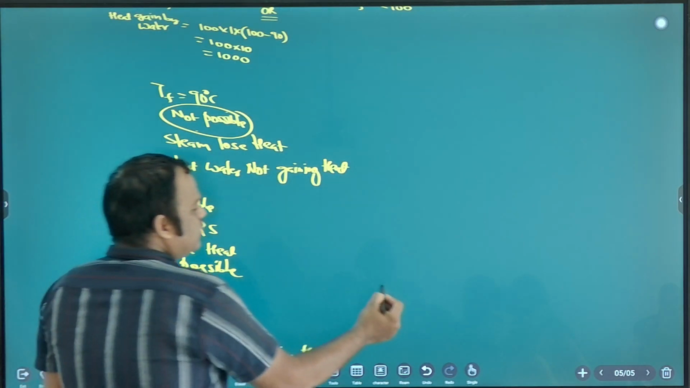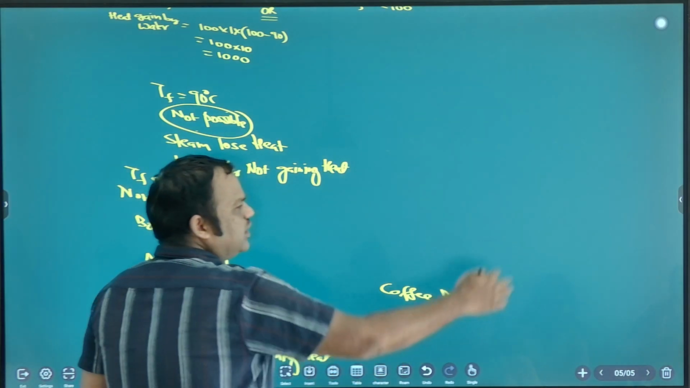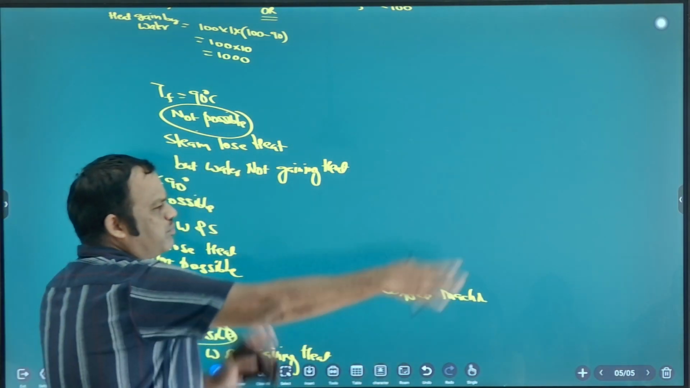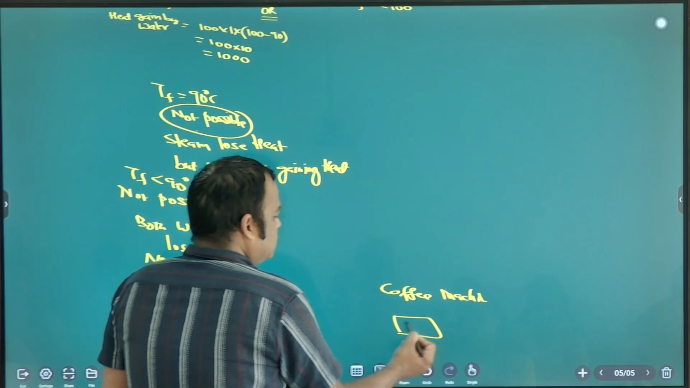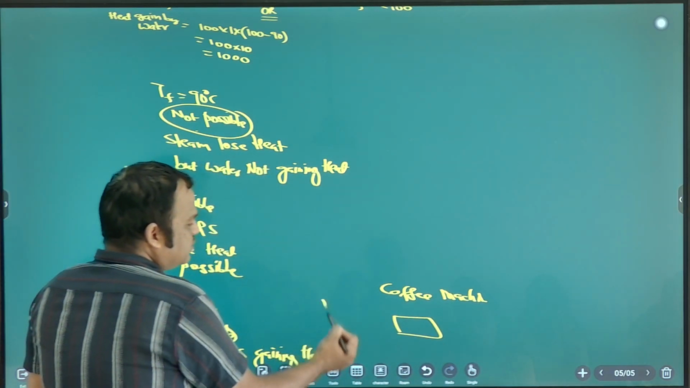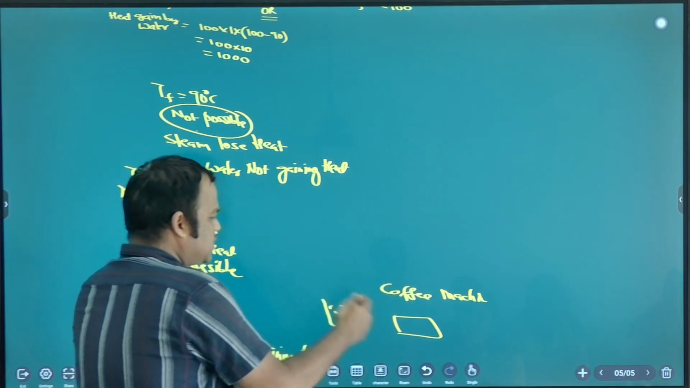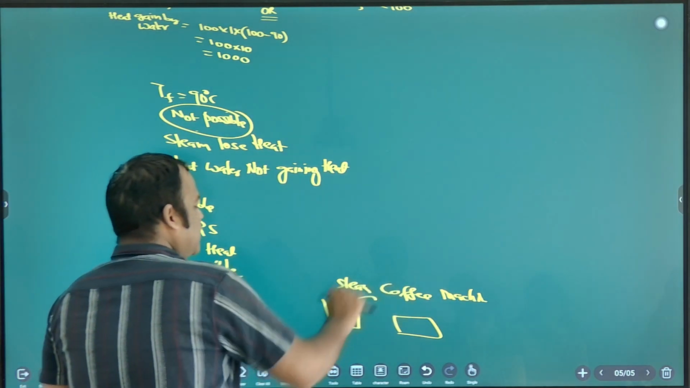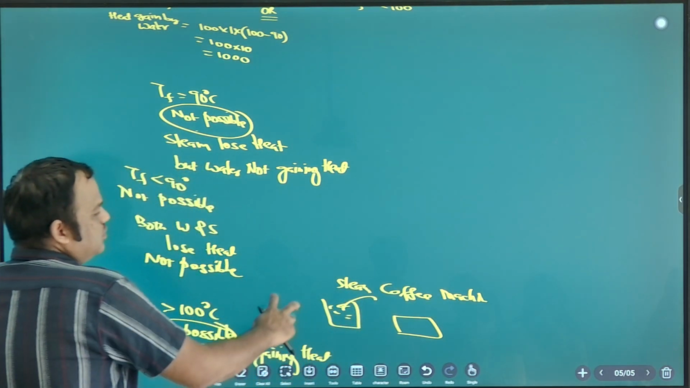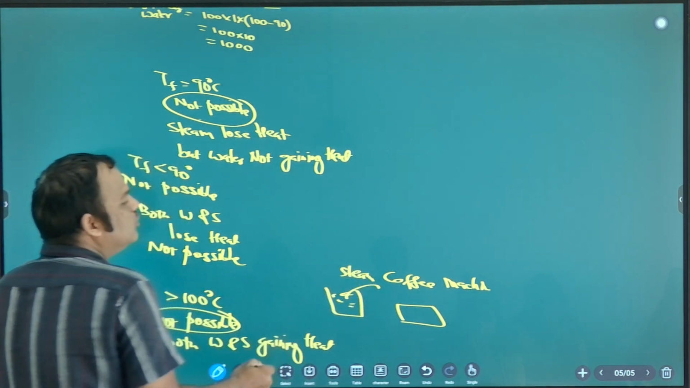You have seen a coffee machine. If you go to any big gathering where many people are there, a coffee machine is there. A milk and water mixture is there, and they pass steam into it. So when steam is added to water, water will gain heat and steam will lose heat.